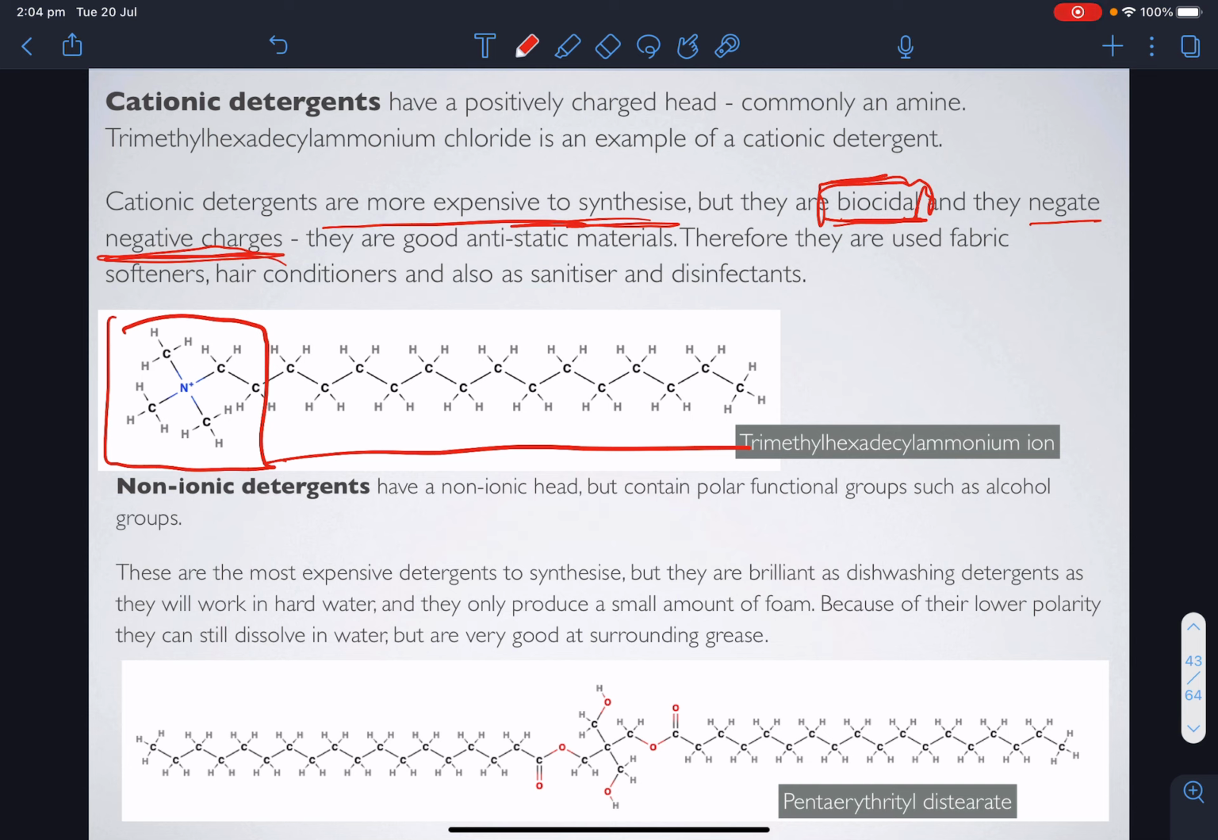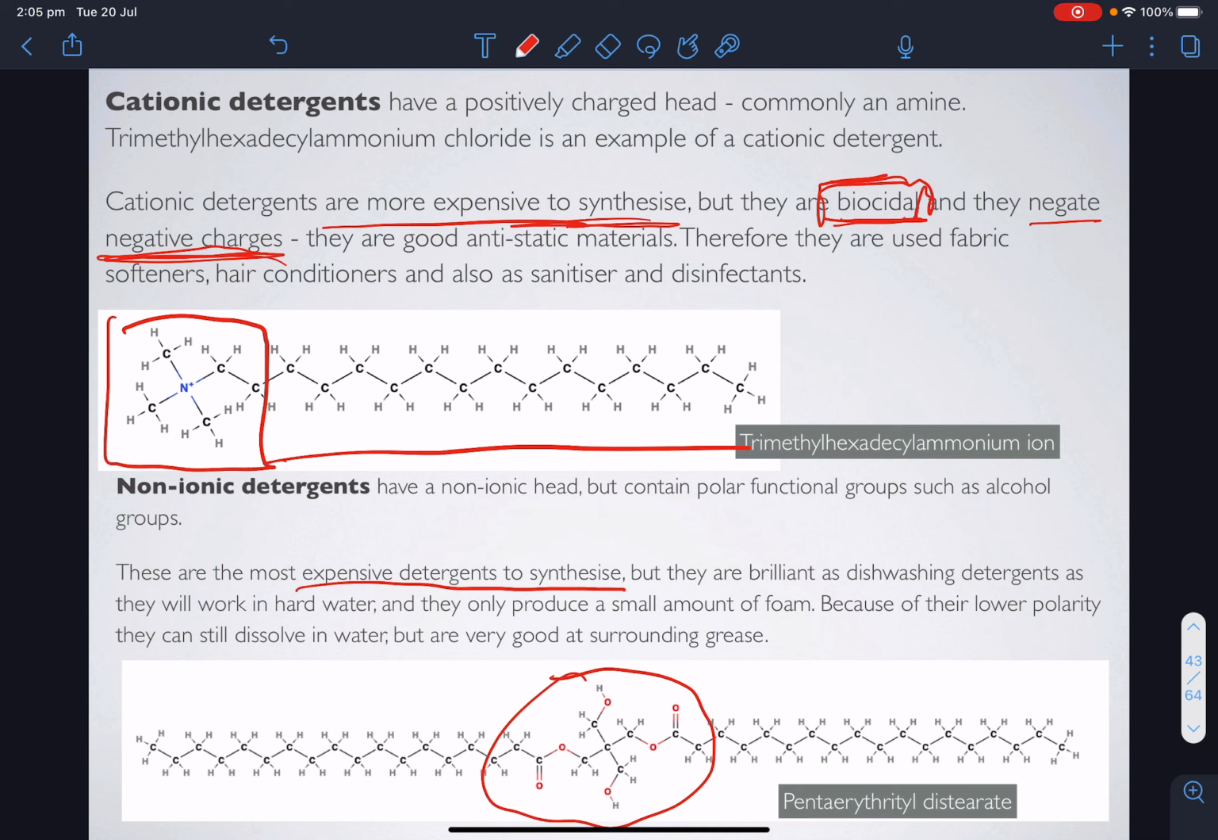Okay, the last category are non-ionic detergents. Here's my example. We haven't got an ion here. I've got a non-charged molecule, but we definitely still have a polar head. So a non-ionic head has polar functional groups, such as alcohol groups. Here you can see some alcohol groups and some ester groups in there too. These are the most expensive to synthesize, but not hugely expensive.